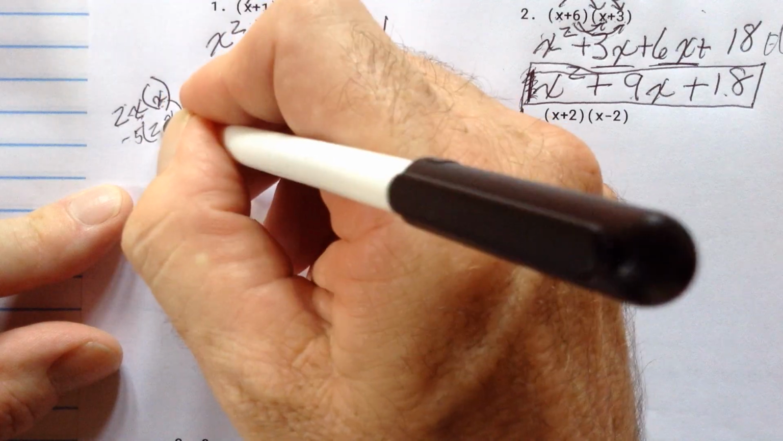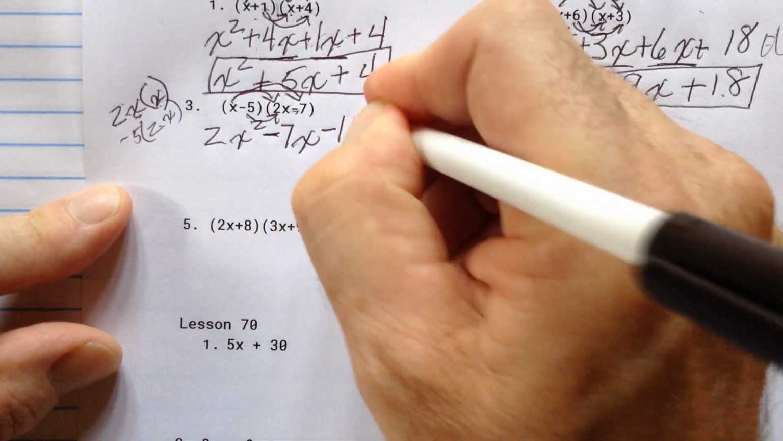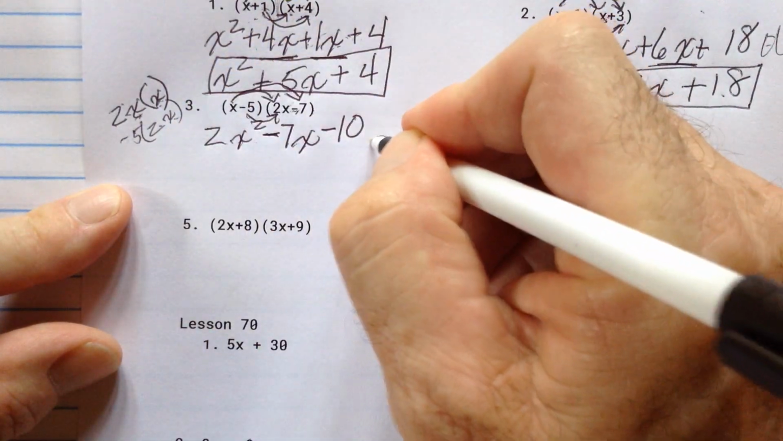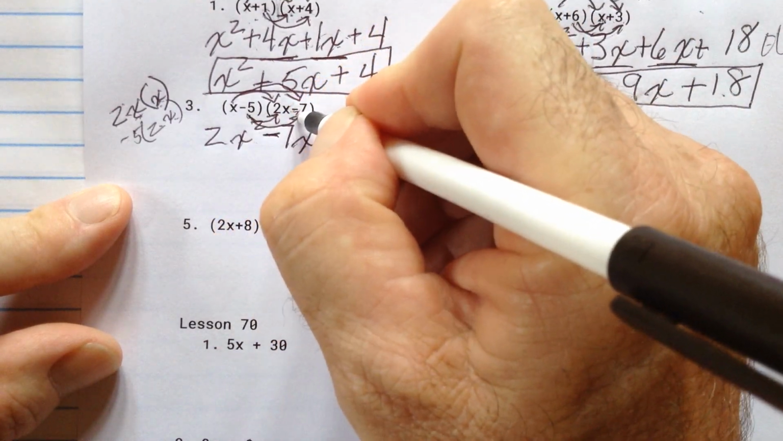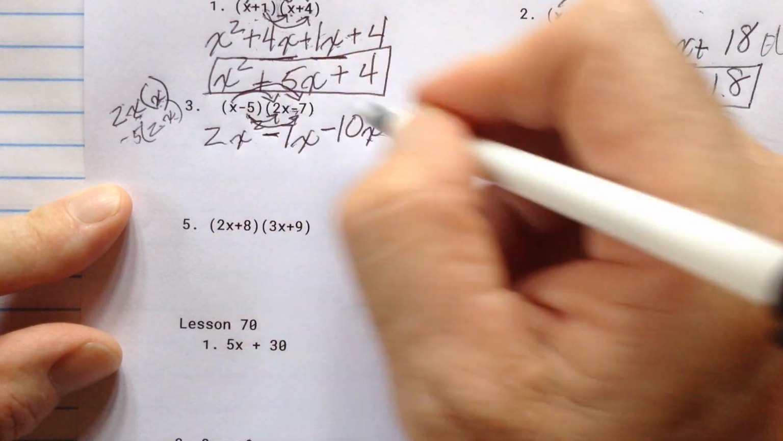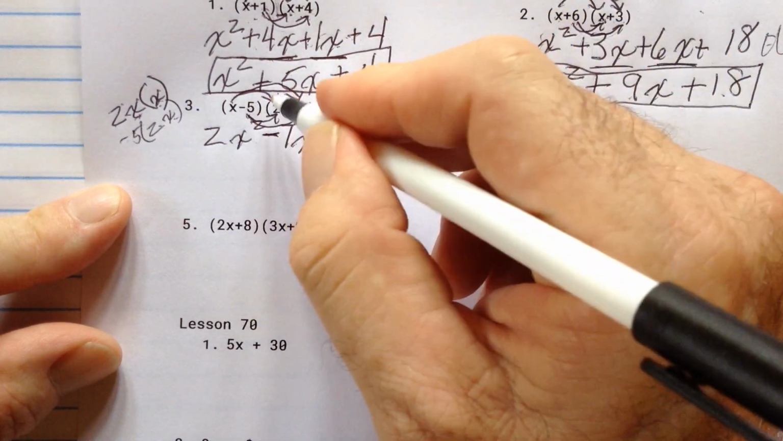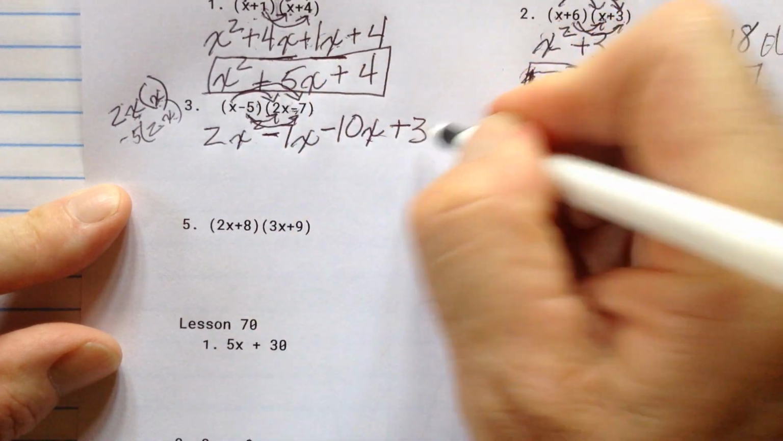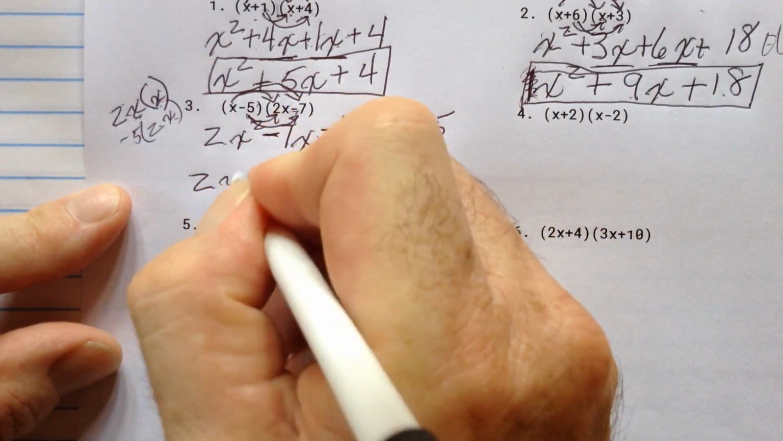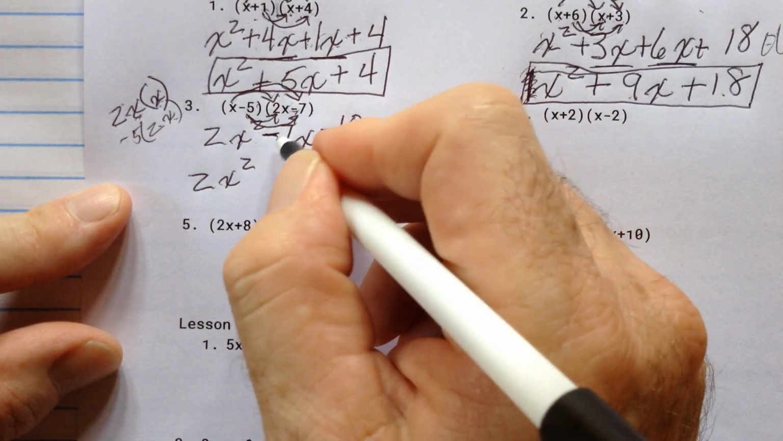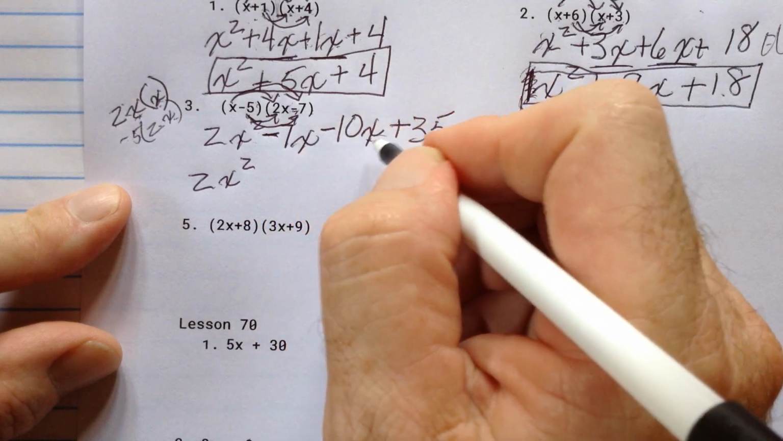So negative 5 times 2, that'll be a negative 10. I don't want to forget the x. And then I gotta go negative 5 times a negative 7. So negative negative becomes a positive, and that'll be 7 times 5 is 35. So this will be 2x squared, and I got negative 1x and negative 10x.